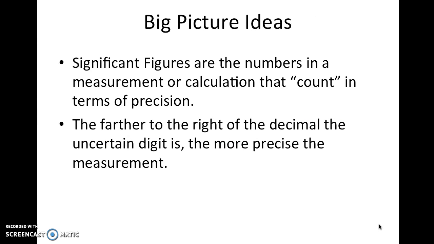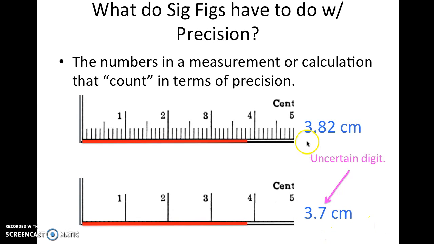So big picture ideas, significant figures are the numbers in a measurement or calculation that count in terms of precision. And when we're talking about precision, the farther to the right of the decimal the uncertain digit is, the more precise the measurement. So if I go back real quickly, in this first measurement, 3.82 is more precise because the uncertain digit is further to the right of where the decimal is. And here, this measurement is less precise because it's not as far to the right. It just has to do with the placement. So here the uncertain digit is in the 100th place, and here it's in the 10th place.